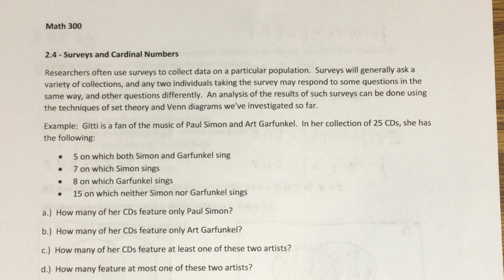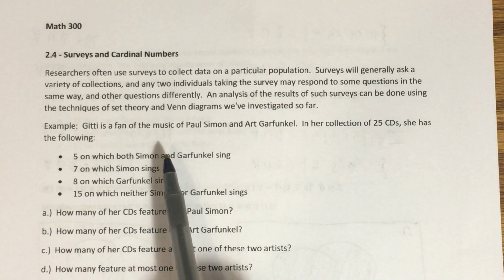Researchers often use surveys to collect data on a particular population based on whatever they're researching. Surveys typically consist of lists of questions, and different individuals within the population may answer some of those questions the same way and other questions in a different way. What we want to do here is look at how to draw conclusions based on information gathered from a survey, or some other collection of data. So here's our first example.